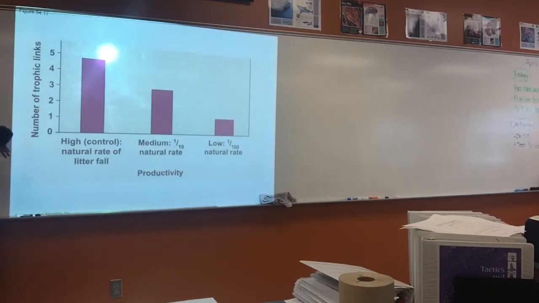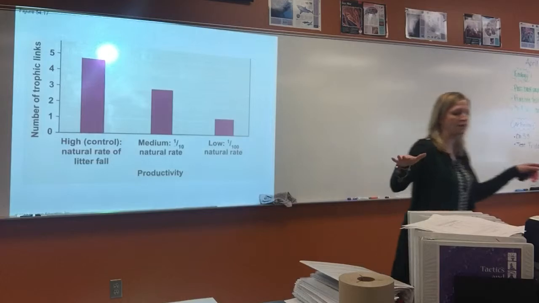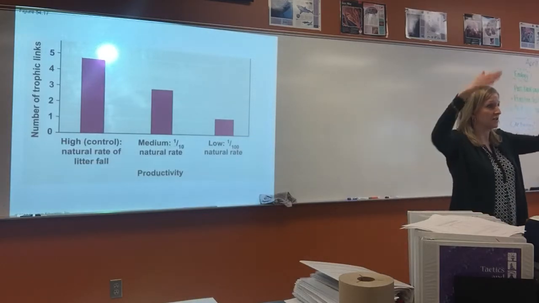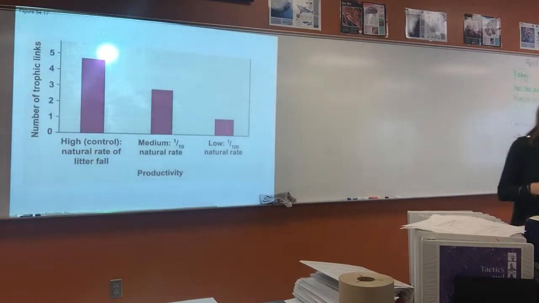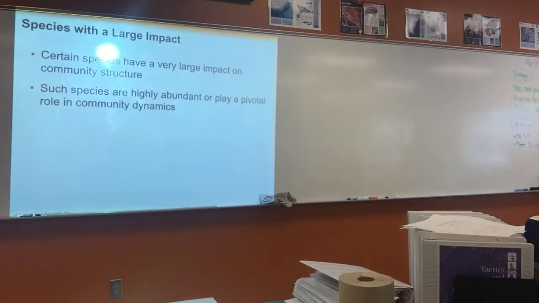measured the number of trophic level links, and they found that the more producers you have, because you have more energy at that base, then it can support more links, all right? Because remember that it goes down 10% as you go up the food chain. All right, so that is your feeding relationships and trophic levels.